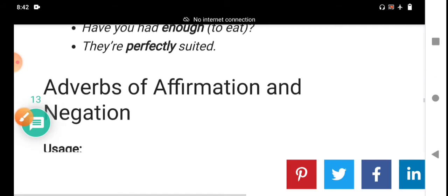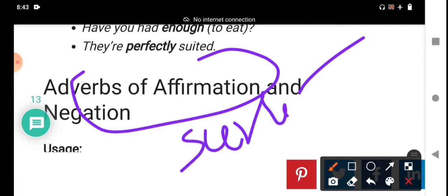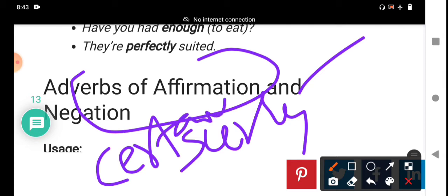Adverb of affirmation and negation. What is affirmation? Affirmation means we agree. When anyone asks you something, we agree. Surely. Certainly. Adverb of negation. Negation means no, not.